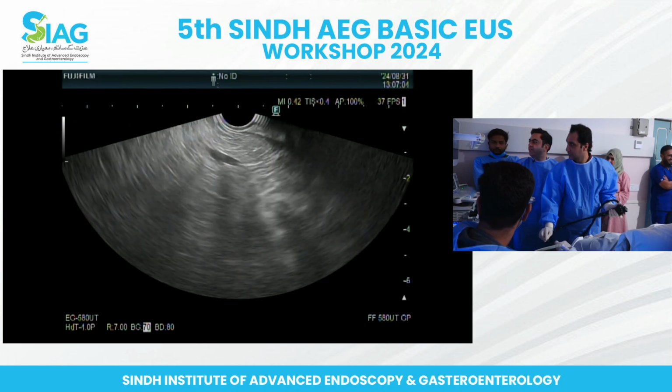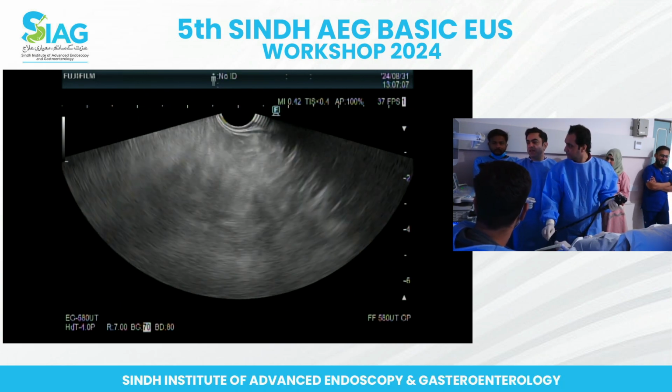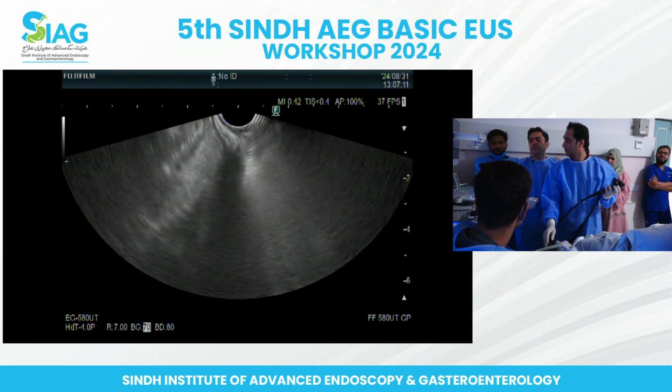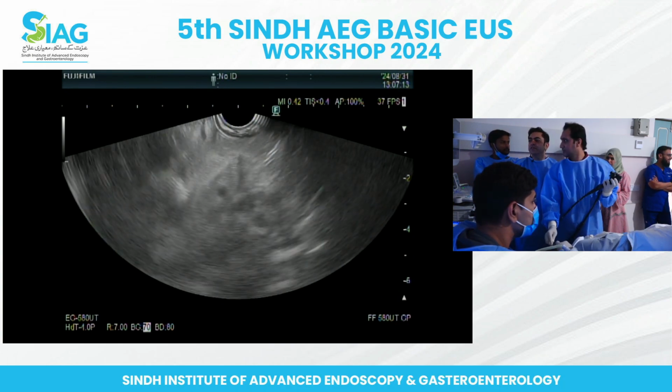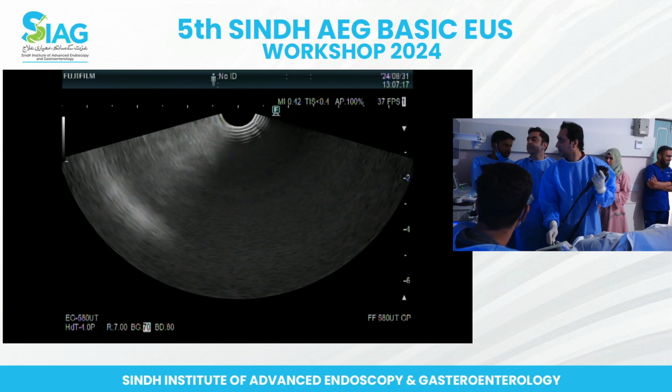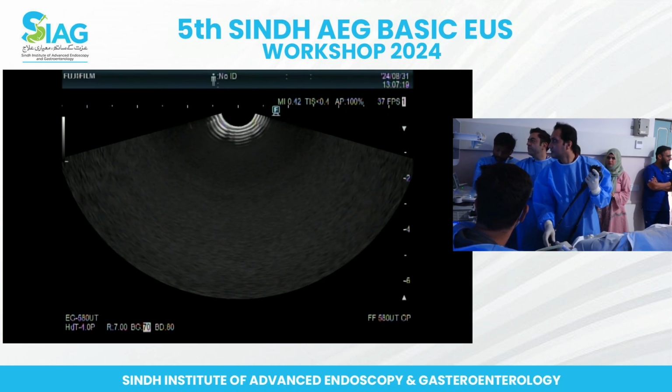So this patient had a 5 centimeter lesion in the fundus, which looks like a GIST. We're going to take a biopsy at the end. A lot of fluid in the stomach. That's okay. Fluid is good. Air is bad. So yeah, see if you can.